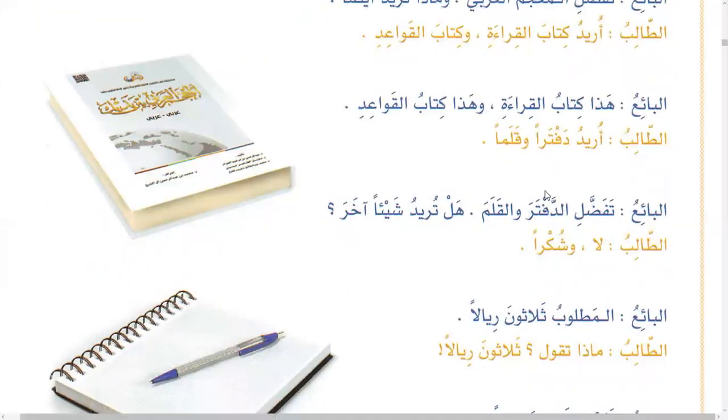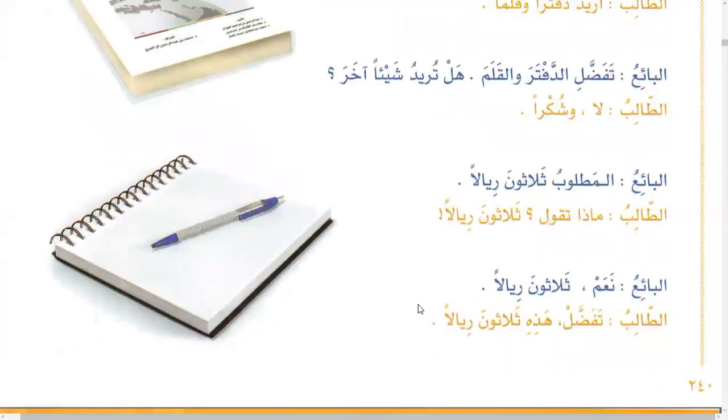Tell me why this word is mansub. Limaza mansub, daftar. Because it is maful bihi. The action of this fail, the action of this verb, is done on this word. So it is maful bihi, it is mansub, okay? So remember this rule: any word on which the action of the fail is done is mansub.